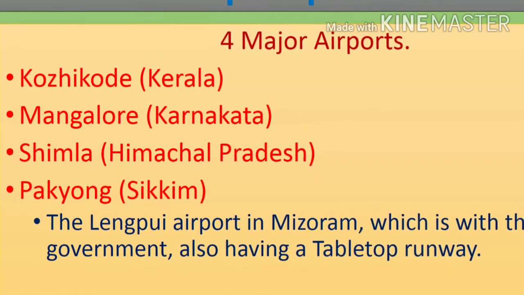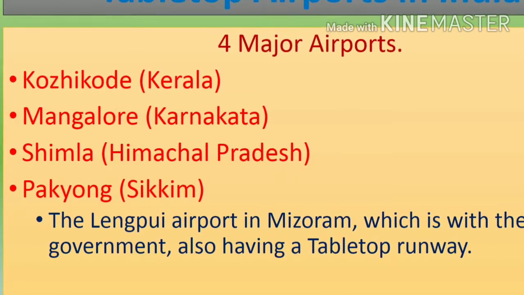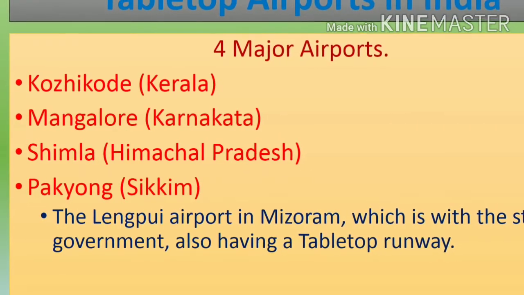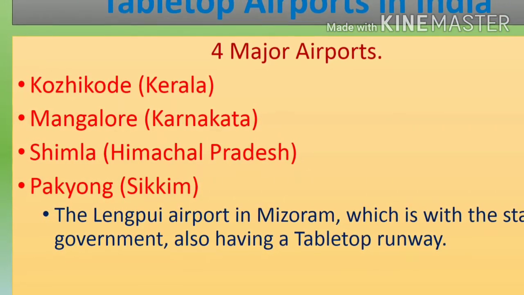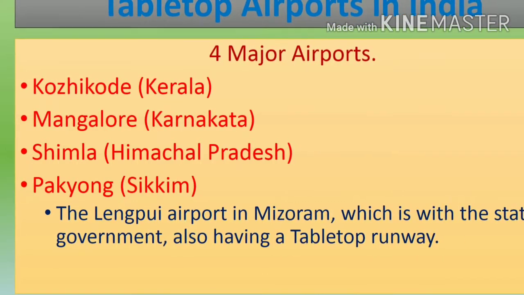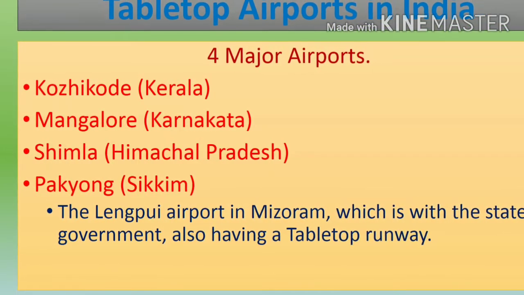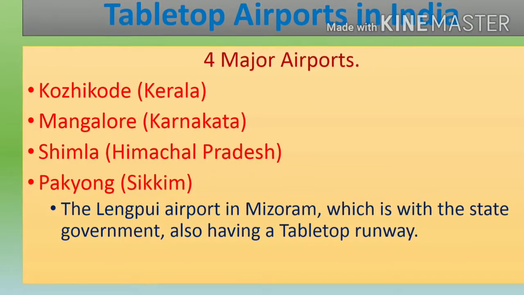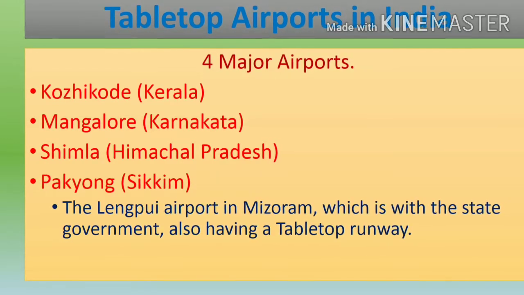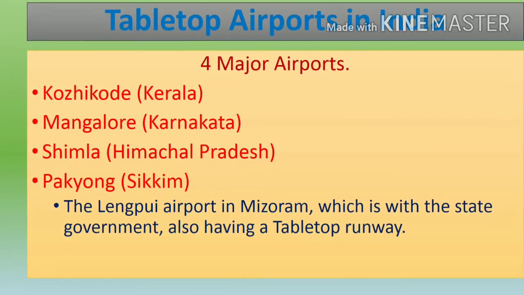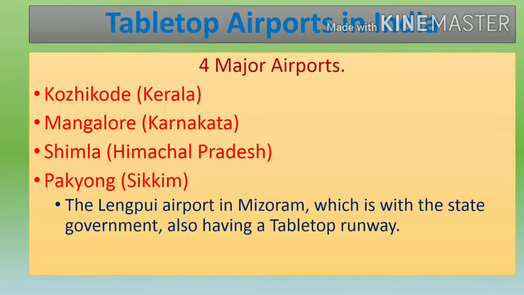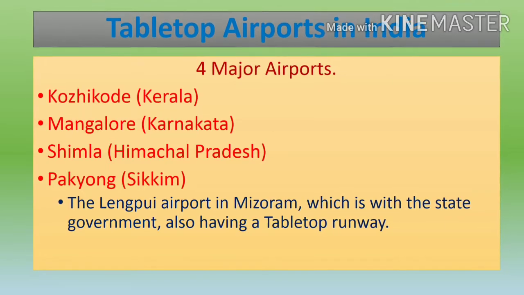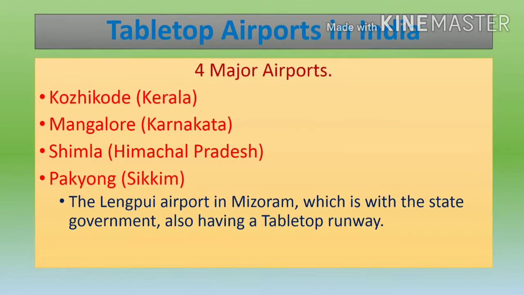Tabletop airports in India. There are 4 major tabletop airports in India. They are Kozhikode International Airport, which is in Kerala, Mangalore International Airport, which is in Karnataka state, Shimla Airport, which is in Himachal Pradesh state, and Pakyong in Sikkim state. Also, India has the Lengpui Airport in Mizoram, which is a state government airport also having a tabletop runway.